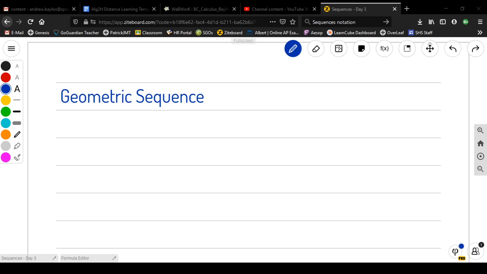Today I just want to go over two really quick, specific types of sequences that are important. You'll see them come up again when we start talking about series. The first one is a geometric sequence.